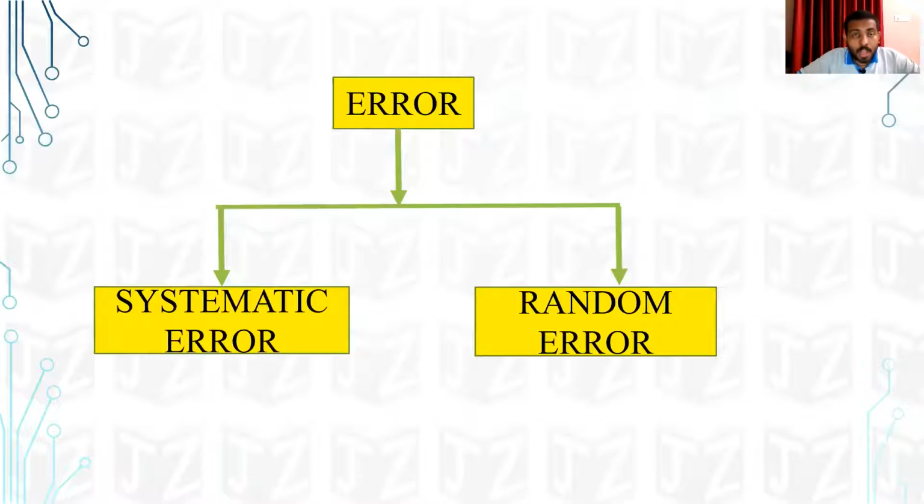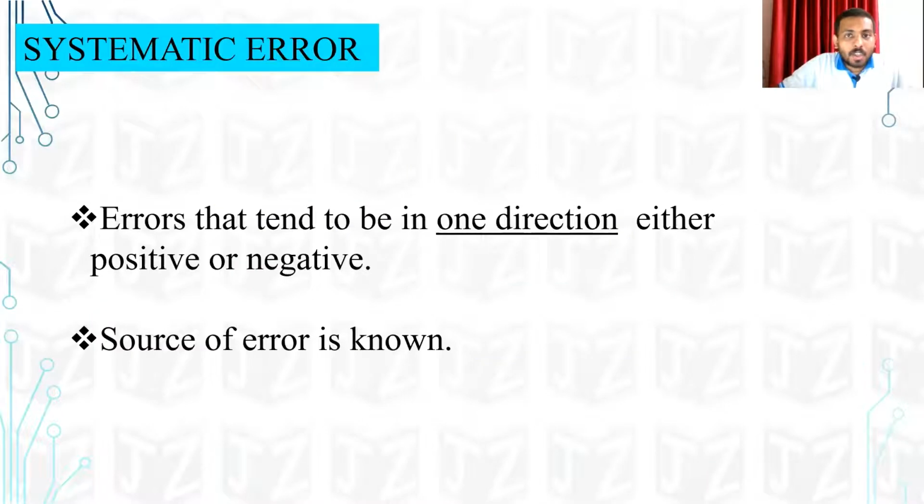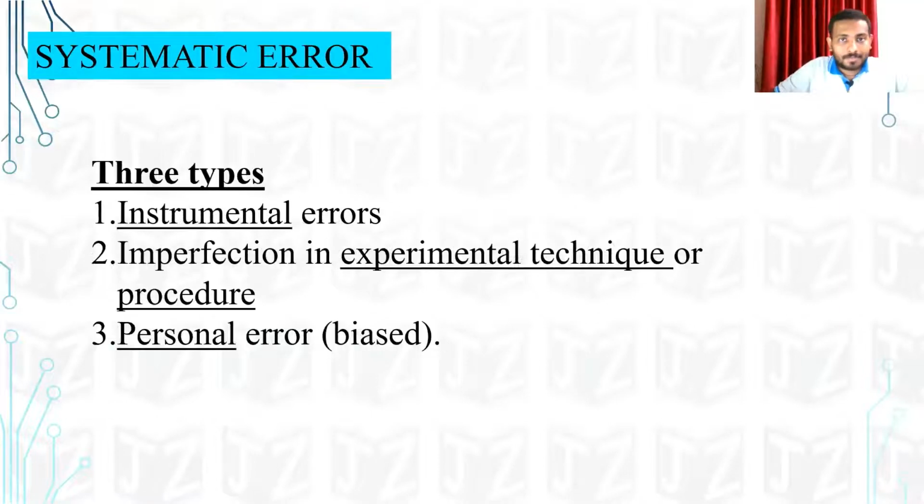So let us look at what a systematic error is. Systematic errors always tend to be in one direction. That is, it can either be positive or negative. Systematic errors may not cause much trouble to us because the source of systematic error is known. Also, we know why a systematic error happens.